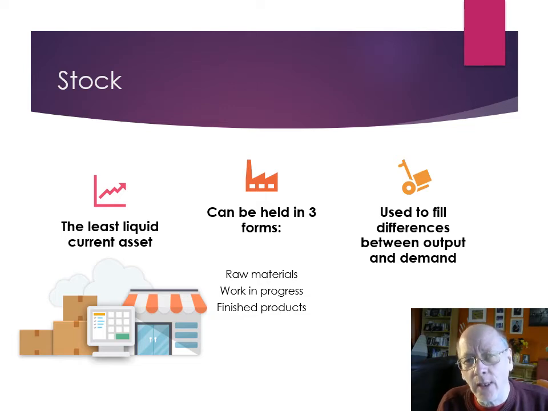The second thing about stock is that it is a liquid asset, but it is the least liquid of the liquid assets. Think about those liquidity ratios. You've got the current ratio, current assets divided by current liabilities, but you've got the acid test ratio, current assets minus stock divided by current liabilities. Now remember, liquidity means the ability to turn something into cash. So if we look at the current assets, one is cash. The second one is debtors.